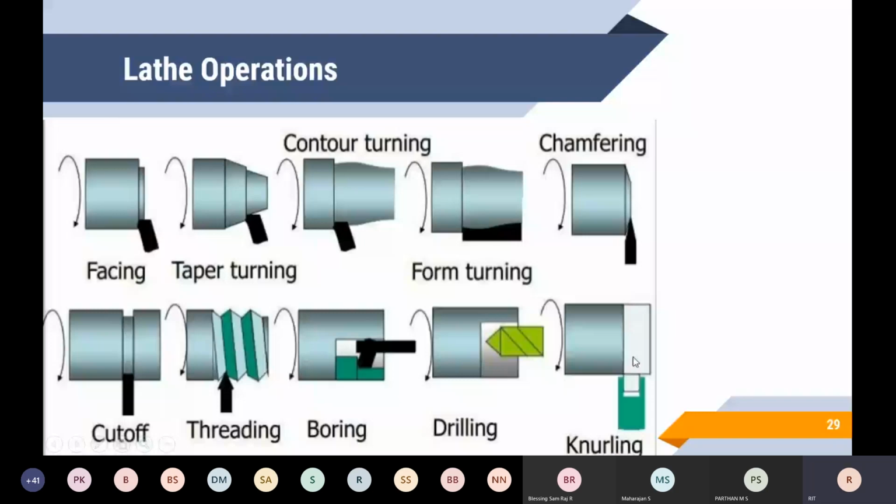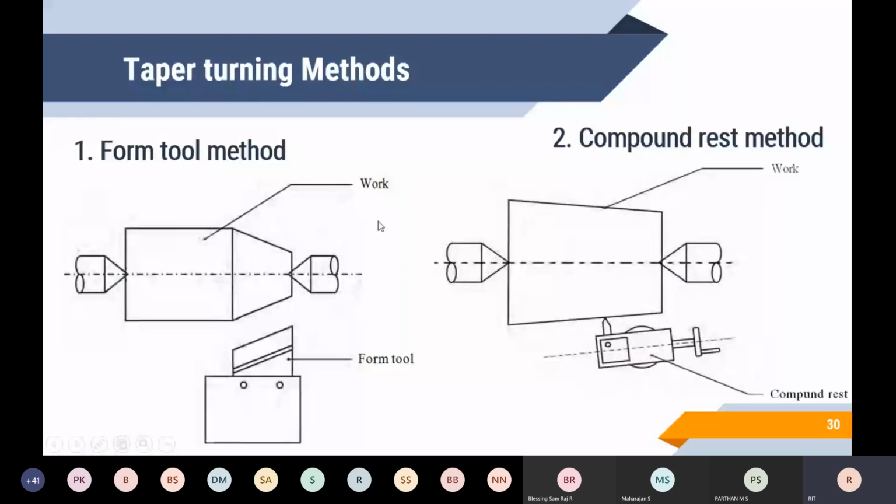Out of these, taper turning and thread cutting are highly important, because for those operations we have to attach separate attachments to the lathe, especially for taper turning. The taper turning operation uniformly increases the diameter of the workpiece. The taper turning methods are the form tool method, compound rest method, tailstock set over method, taper turning attachment, and combined feed method. These are all the types. The very first one is the form tool method.